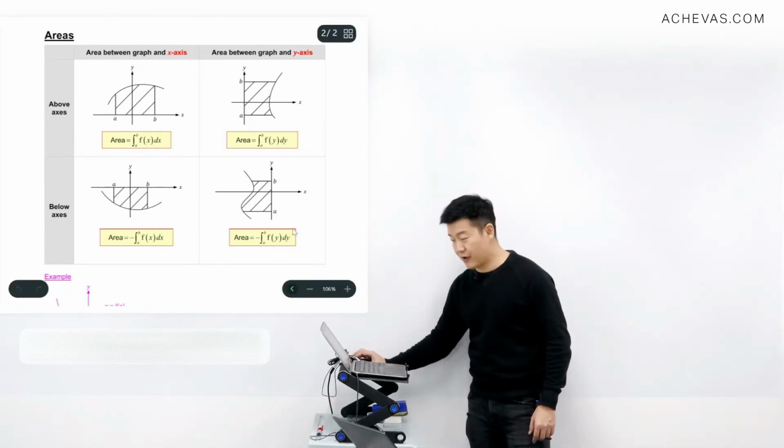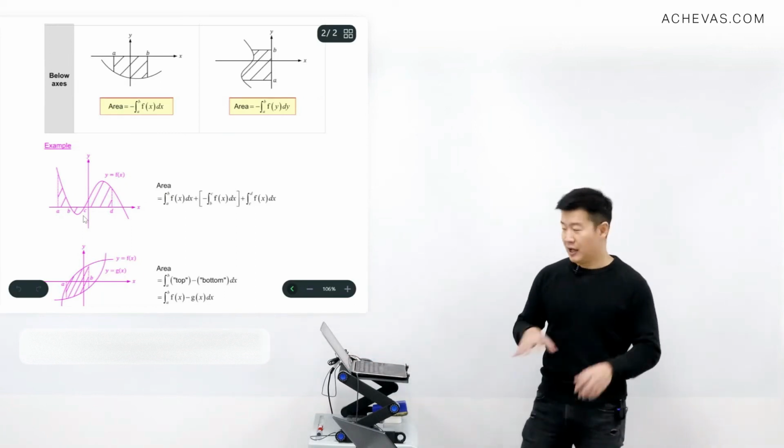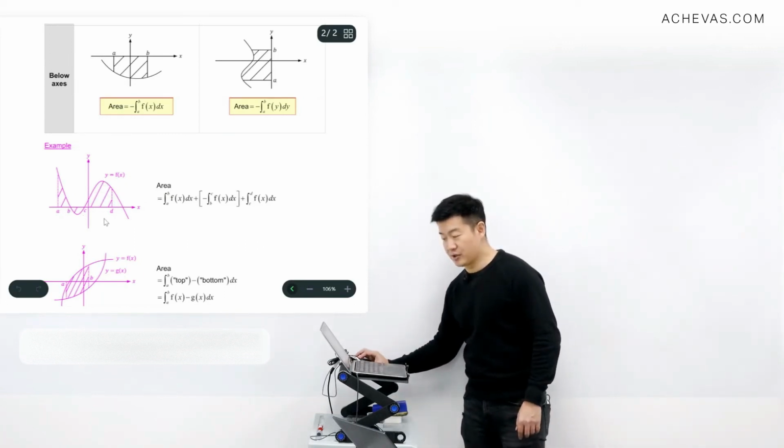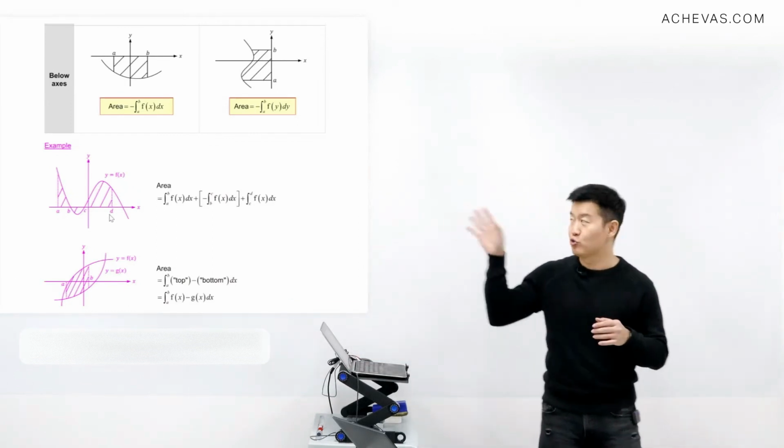Which means if you have a situation like this, where we have a curve and we are looking at the area of the shaded region, for this region here, it is positive. For this region that is below the x-axis, or in the negative y-axis portion, this region here is going to be negative and this region here is going to be positive. So we cannot just simply integrate from A to D to find the area. For this case, we need to break this up into three parts.